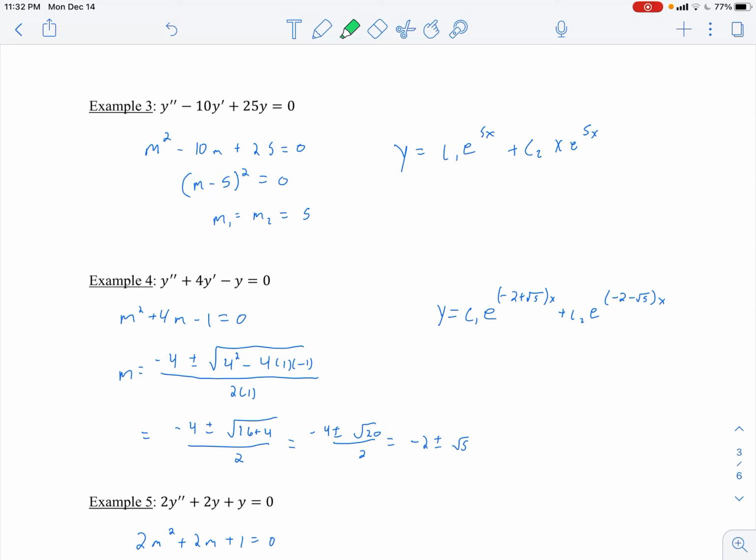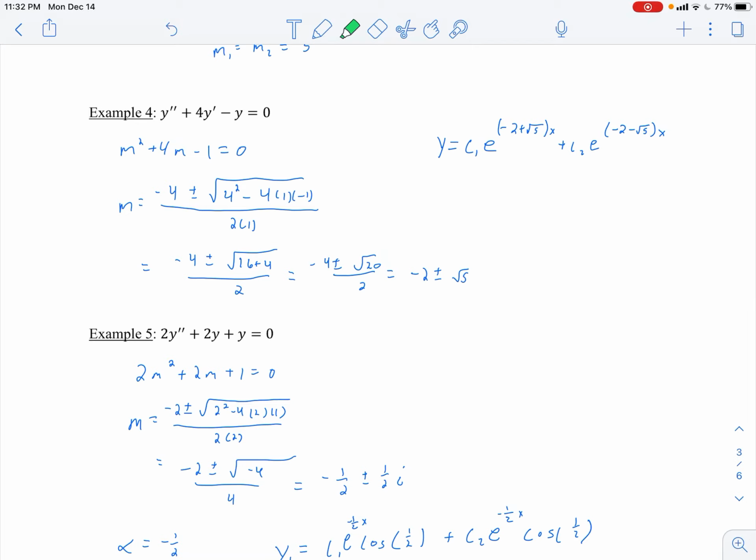So then I have the same or repeated solutions. So m sub 1 and m sub 2 both equal 5. So then when I put it into my general solution, I'm going to have c sub 1 e to the 5x plus c sub 2 x e to the 5x.